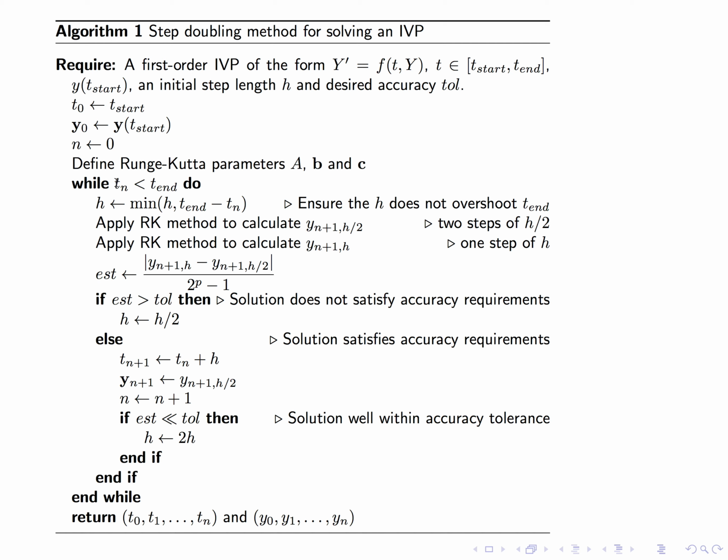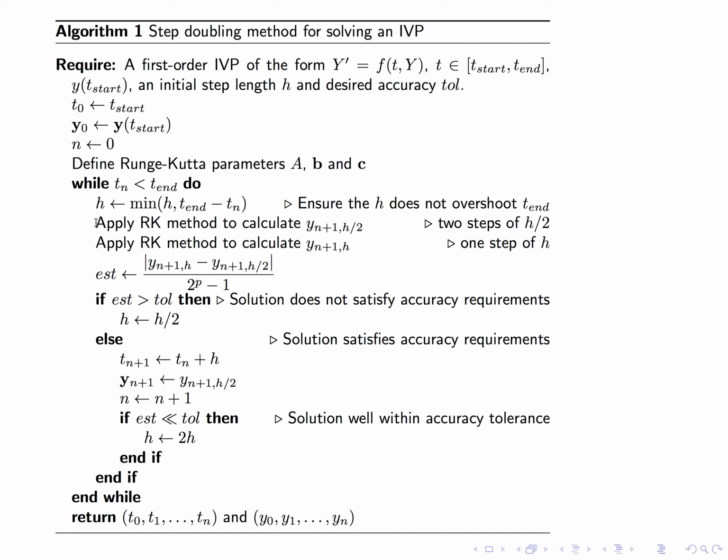So this while loop loops while t is less than our t end. So that's that t end up here. First thing we do is a check to see whether our value of h will take us beyond t end. So h is the minimum of our current h or t end minus t. That just ensures that h does not overshoot t end.